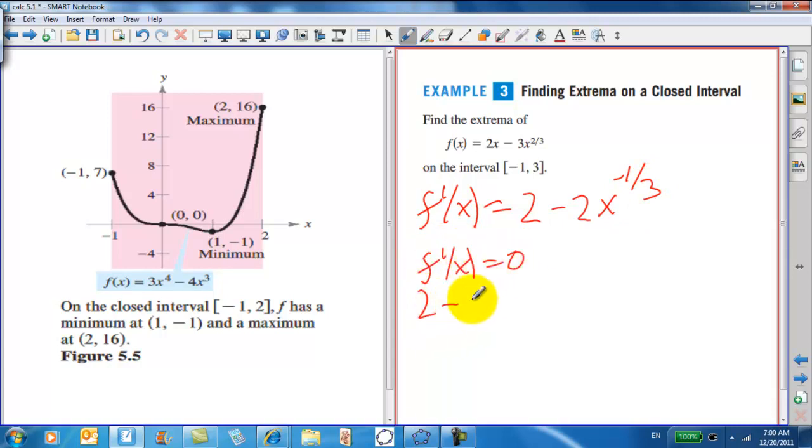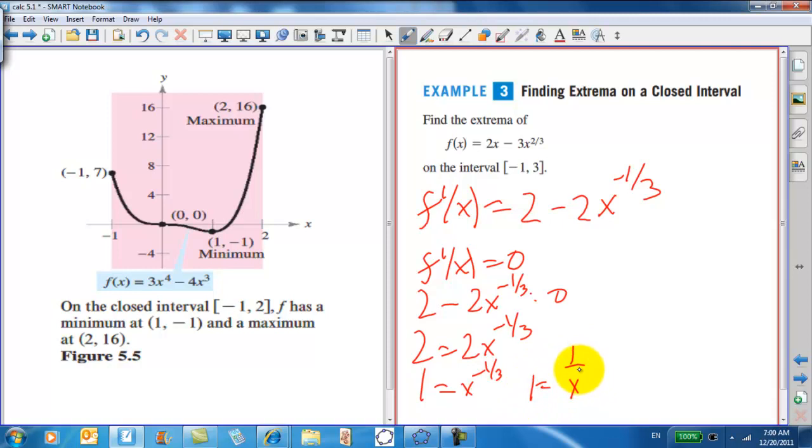So 2 - 2x^(-1/3) = 0. So 2 = 2x^(-1/3). 1 = x^(-1/3). This is 1 over x^(1/3), or x^(1/3) = 1. So basically x = 1, just cube both sides. So x = 1 is a critical number, but also consider when f'(x) is undefined.